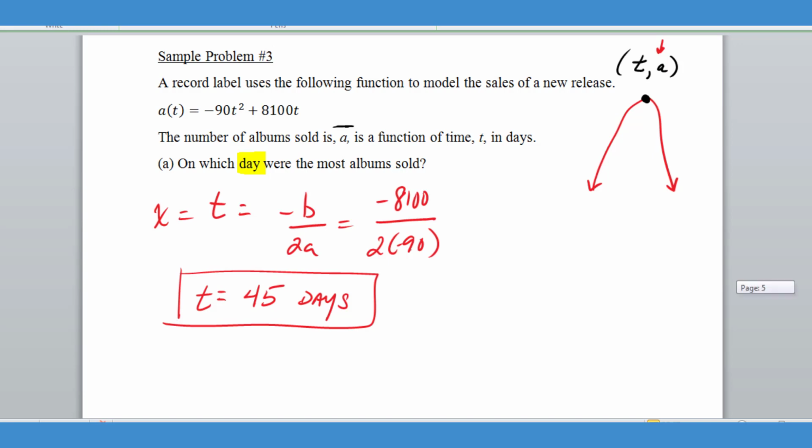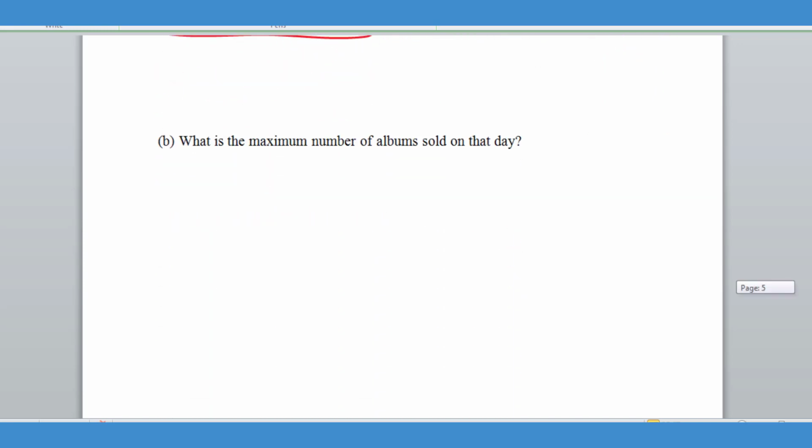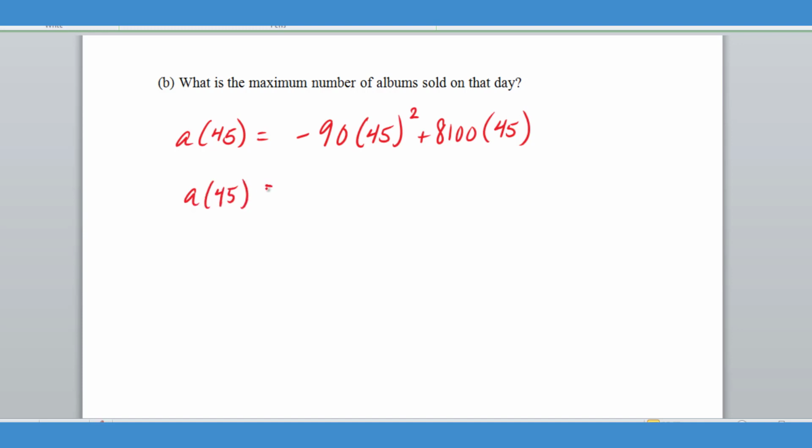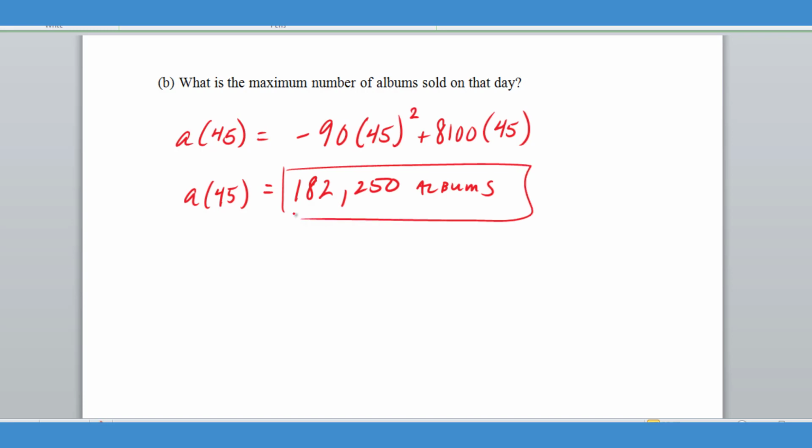Now, part B asks us what is the maximum number of albums sold on that day. So now we just need to simply evaluate this function at the 45th day so that we can come up with the number of albums that we have. And this is where we're going to use our calculator effectively. We're going to just plug that into our calculator, and on the 45th day we're going to see that we've sold 182,250 albums. And that would be the answer for part B.